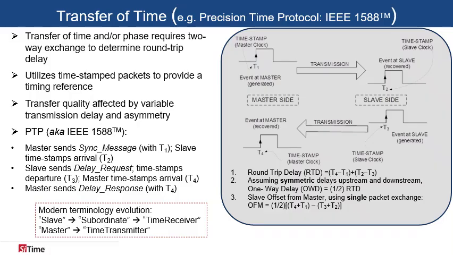The slave makes an assumption that the transmission delay in the two directions is the same. And consequently, he can establish what is the round-trip delay. And assuming that symmetry I just mentioned, the one-way delay is 1/2 the round-trip delay. Based on that, he can establish, and that's equation 3, the offset from master of the slave, or OFM. The formula given is 1/2 of (T4 plus T1) minus (T3 plus T2). So he knows how wrong his clock is and he can adjust it.